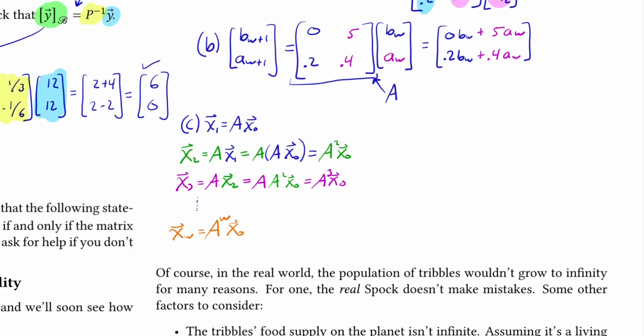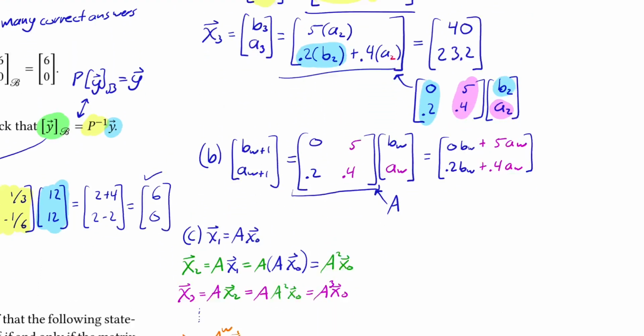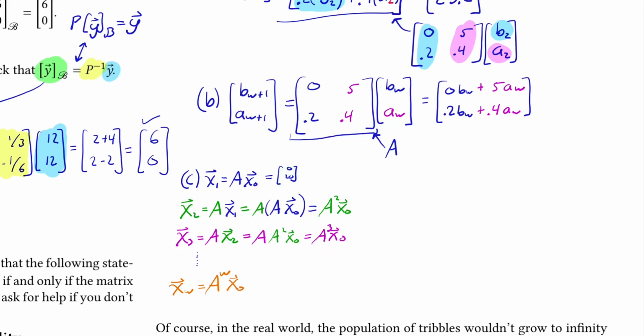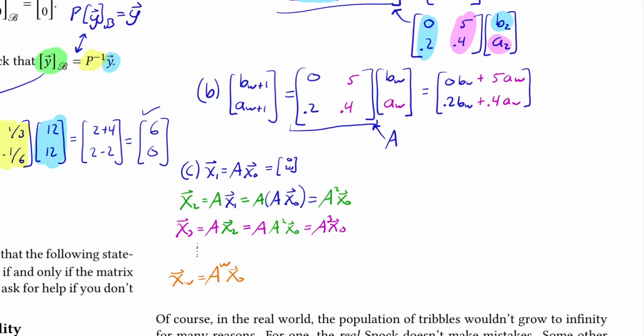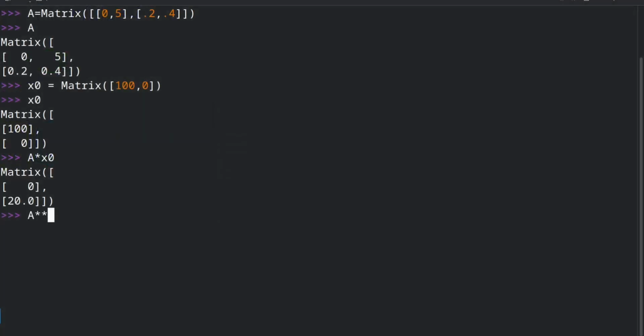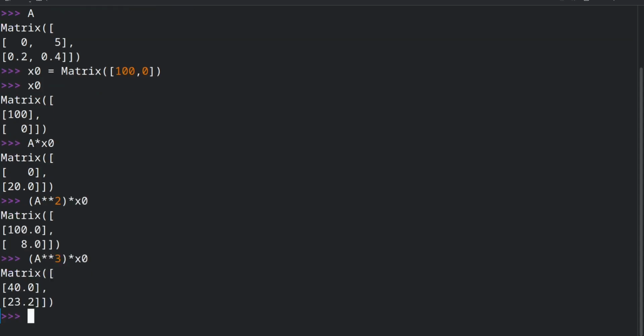To get x2, let's just check that we do get the 108 that we want. In Python, you write exponents with 2 asterisks, so that means a squared, that times x0. Yeah, we get the 108. If we do a to the power 3, we get the 40 and 23.2.